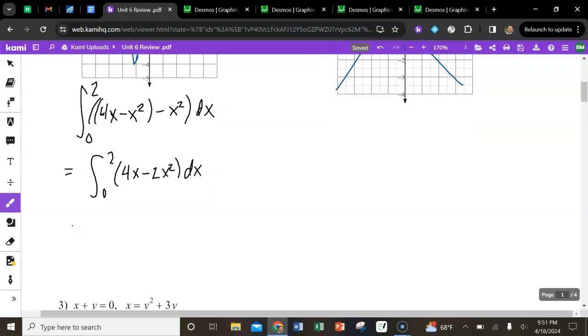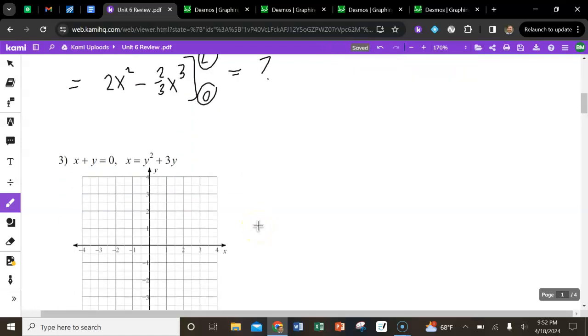And then remember to solve an integral, we do the antiderivative, which would be add 1 to the exponent, divide by the new exponent. So that first term will be 2x squared, and then we will add 1 to the exponent here, and divide by that new exponent, so 2/3 x cubed, and then we evaluate from 0 to 2, which means we are going to plug in 2 to that, and then subtract what we get when we plug in 0 to that. And that'll be the answer. I'll let you work that out.